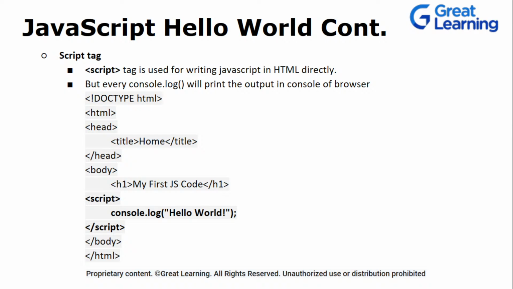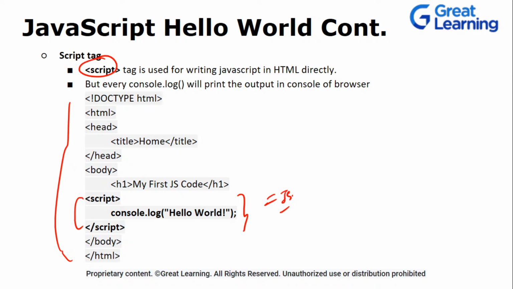The next way is using a script tag. The script tag is used in order to write your JavaScript code. As you can see, this is our HTML file, and in this you have the script over here, and this is your JS file. This is basically your JS code.